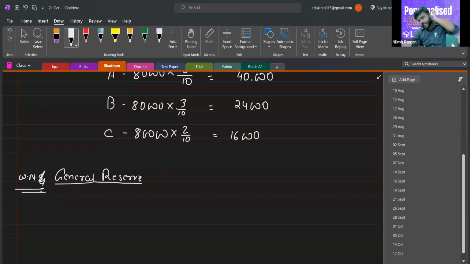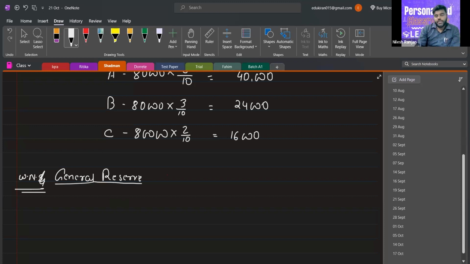First case or second case? Case 1, for general reserve. Yes. In the first case, we have to distribute the amount of general reserve in the old profit sharing ratio. If it is case 2, then we have to distribute it in the sacrificing or gaining ratio.